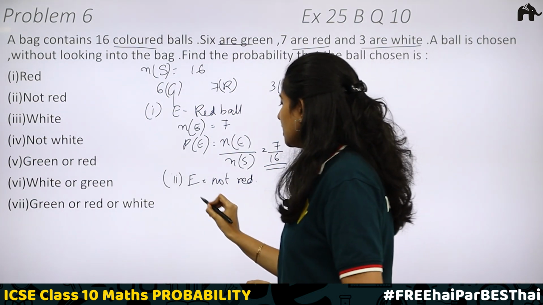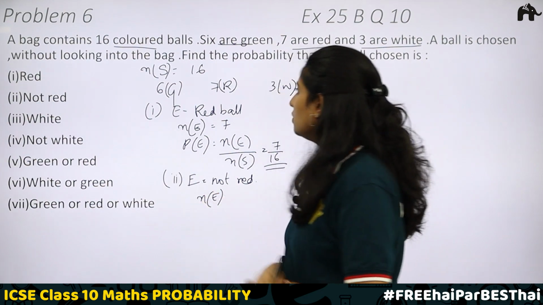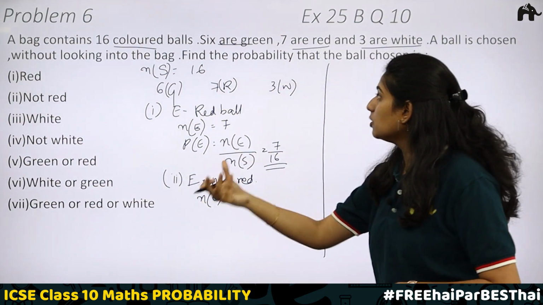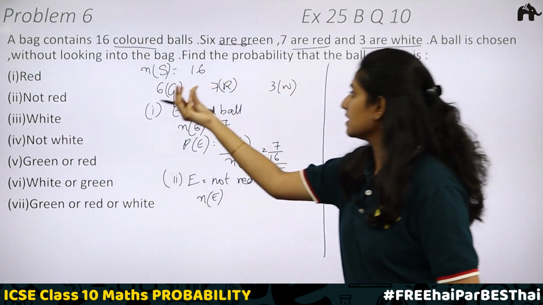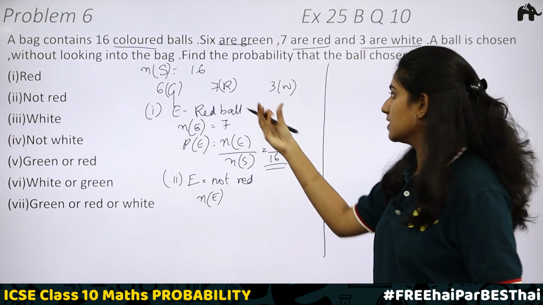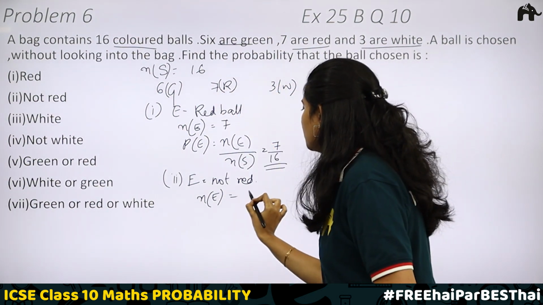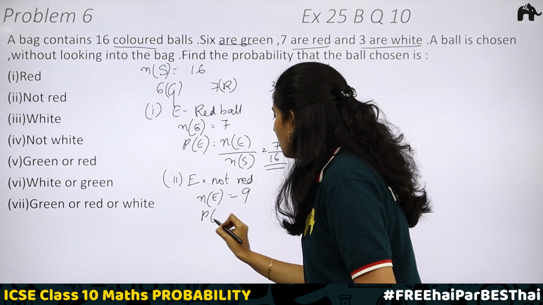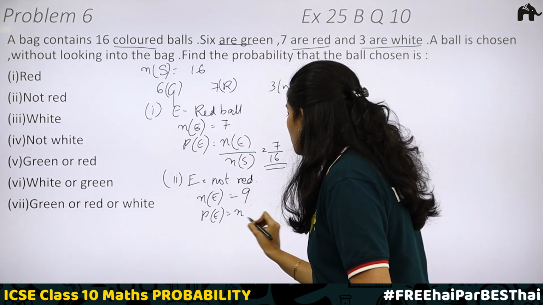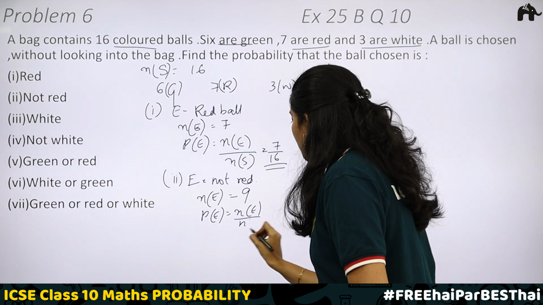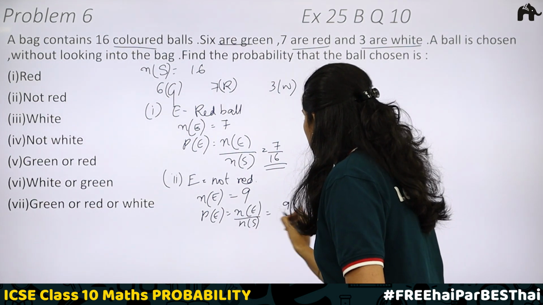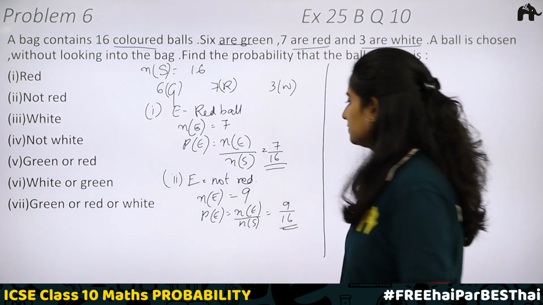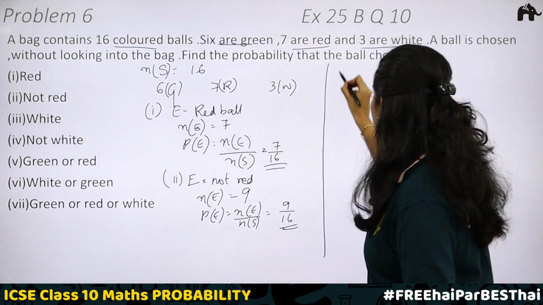What is N of E? N of E will include both the green balls and white balls. We have 6 green balls and 3 white balls. 6 plus 3, 9. Okay, N of E will be 9. Then the probability of the event will be equal to N of E divided by N of S, 9 by 16.